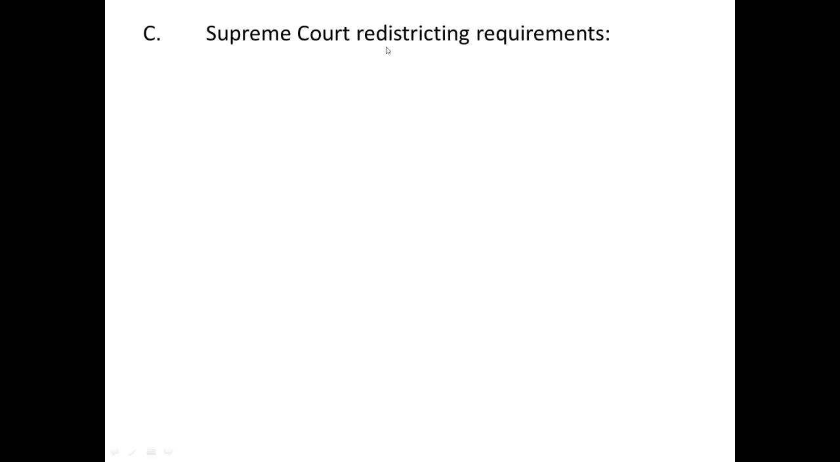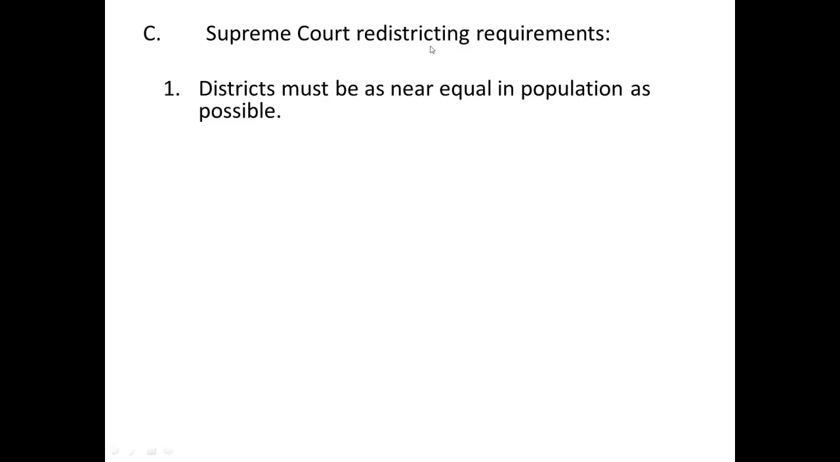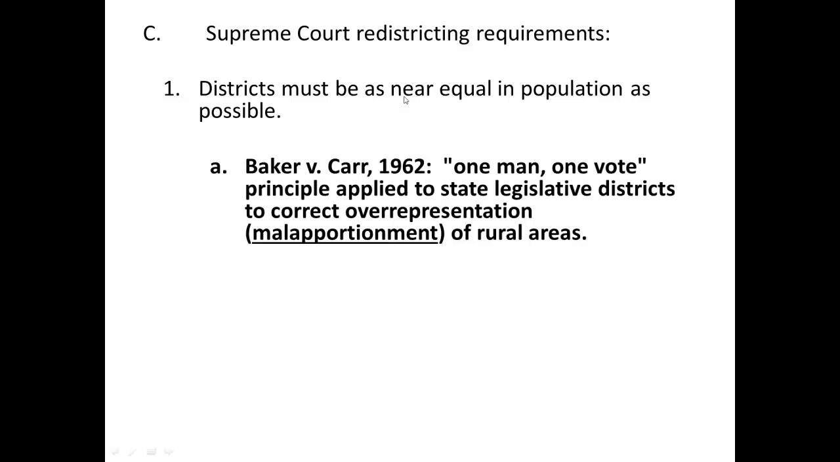So the Supreme Court has looked at redistricting just a little bit. Districts need to be as close as possible in population to one another. So you can't have a district with 1 million people in it and a district with 100,000 people in it, because they would both get one representative in the House of Reps, and that's not fair. You can't have one person representing 1 million and one person representing 100,000.